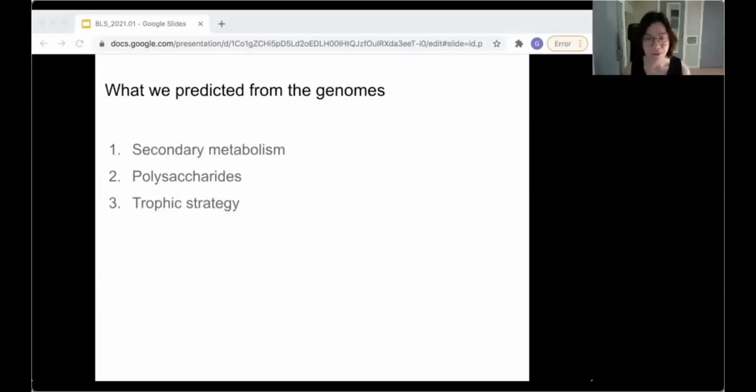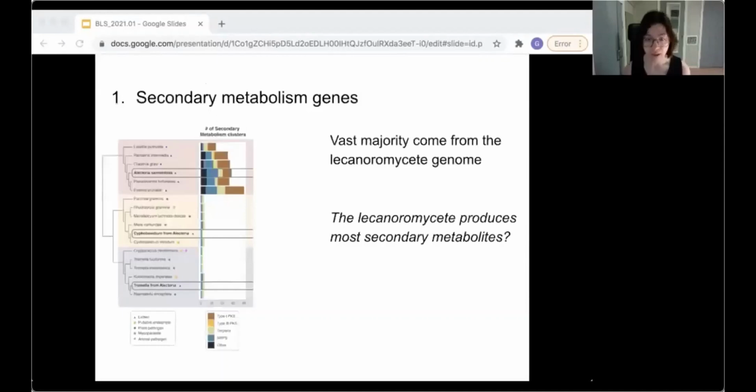Okay, so now we can get to the part where we look into these genomes and try to understand what they can tell us about the biology of the fungi. We looked into many aspects, and now I wanted to share with you just three highlights. And the first is secondary metabolism. We looked into genes related to the secondary metabolites biosynthesis. And this graph shows the number of these genes in different genomes.